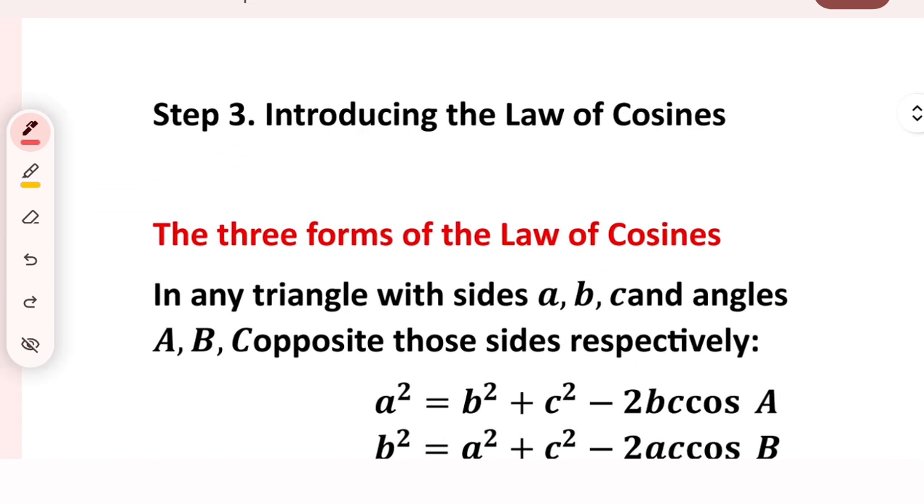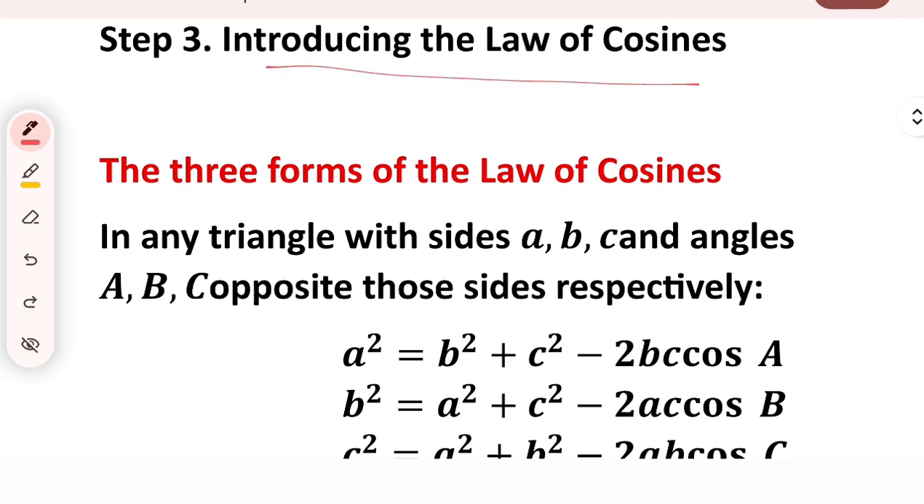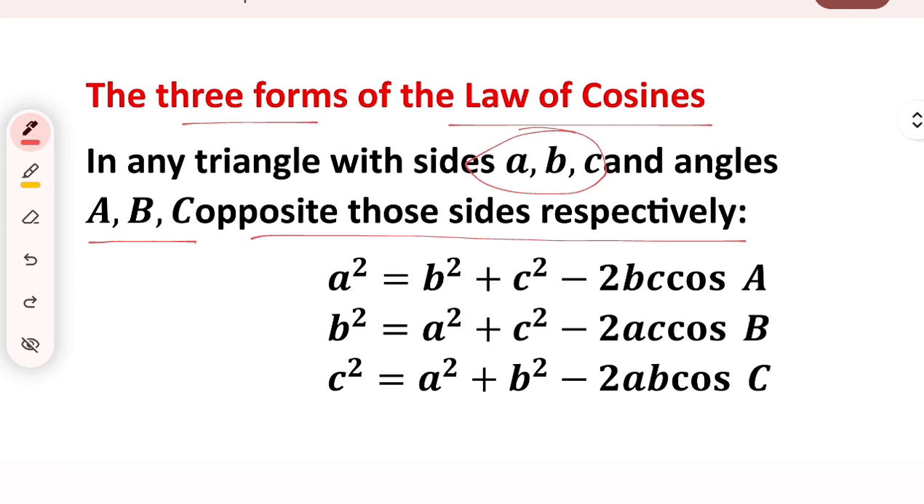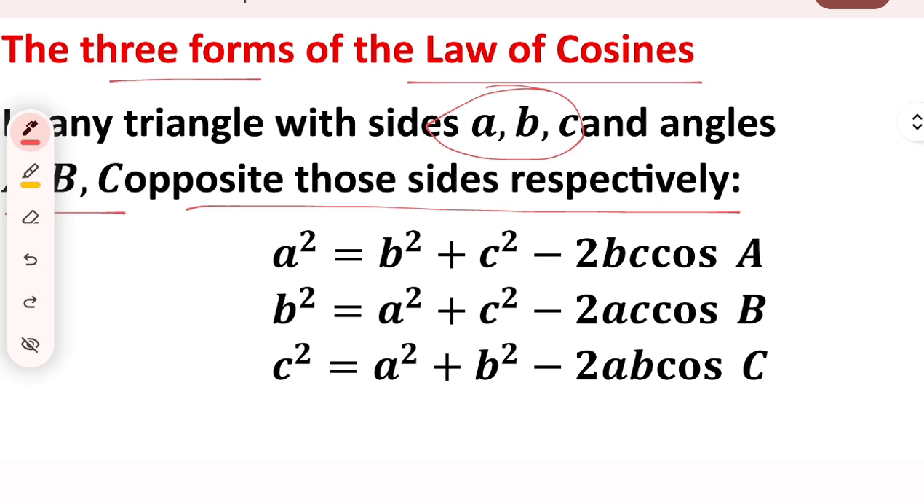And step 3 is to introduce the law of cosines. There are actually 3 forms of the law of cosines. For any triangle with sides a, b, c, the sides of the triangle are the small letters a, b, c, and the angles are the capital letters A, B, C, opposite those sides respectively. So these are the laws of cosines.